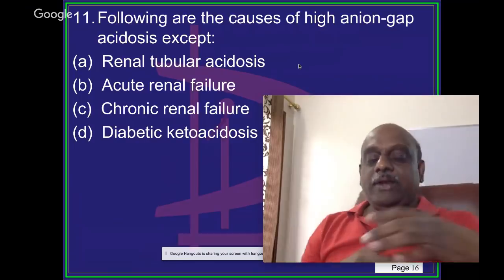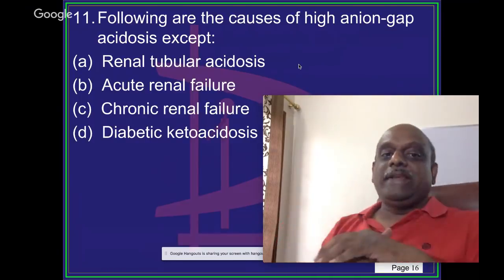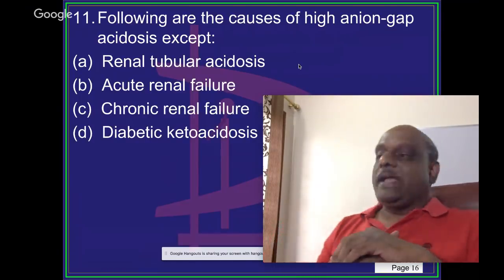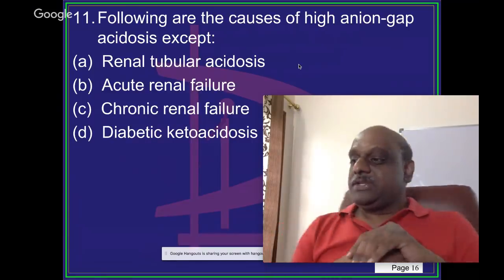Which is the normal anion gap metabolic acidosis out of all these entities, instead of a high anion gap? Question number 11. Shoot your answer, doctor.